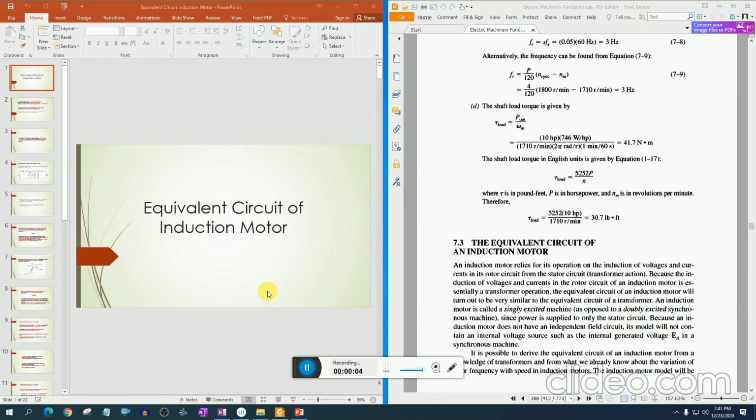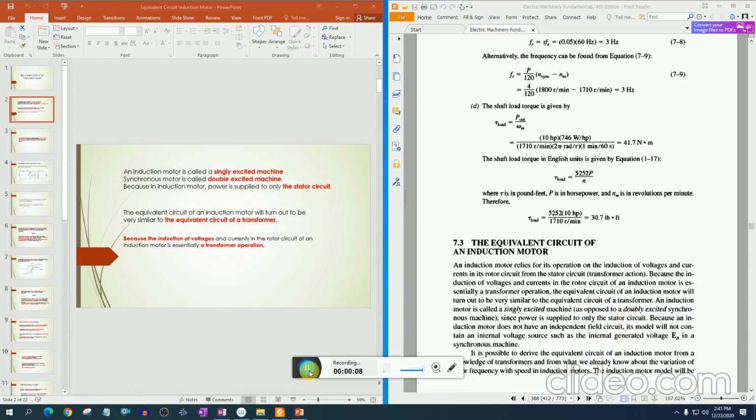Bismillahirrahmanirrahim. Today we are going to study the equivalent circuit of the induction motor. An induction motor is called a singly excited machine, whereas the synchronous motor is called a doubly excited machine, because in the induction motor the power is supplied only to the stator circuit, whereas in the synchronous motor the field current is also supplied to the field circuit which is present on the rotor. That's why the synchronous motor is called a doubly excited machine.